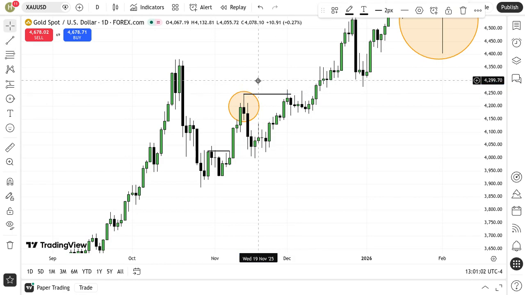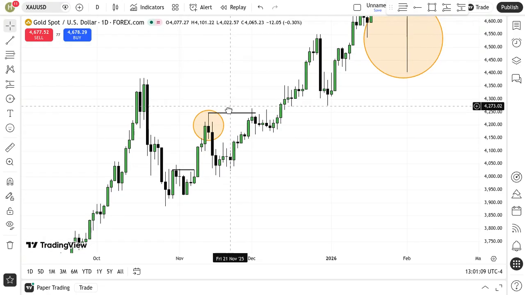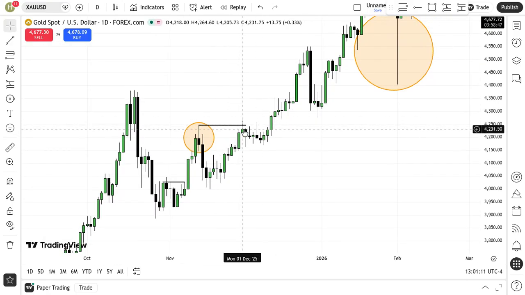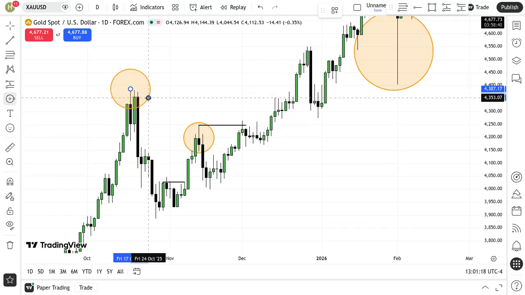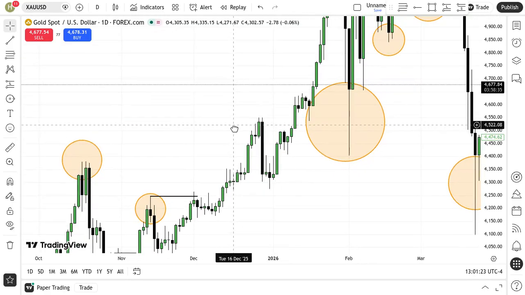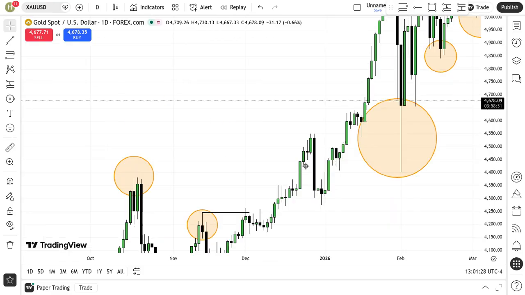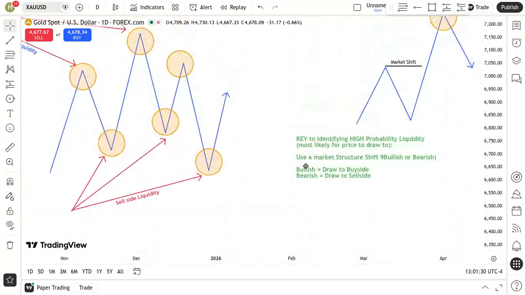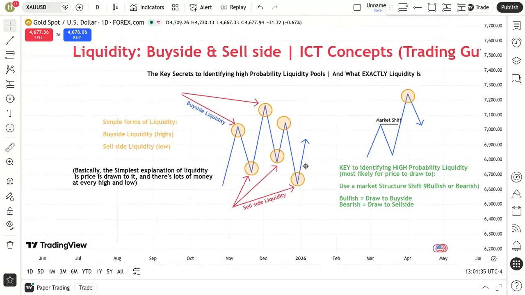So using these concepts, we were able to correctly identify a high probability liquidity pool, and price did go and take that out. Now we break structure again above this high, and you see we go for this buy side liquidity up here because we were still bullish, and so on and so forth. So it is really that simple. Let me go back up to here just to go over this one more time for you guys.